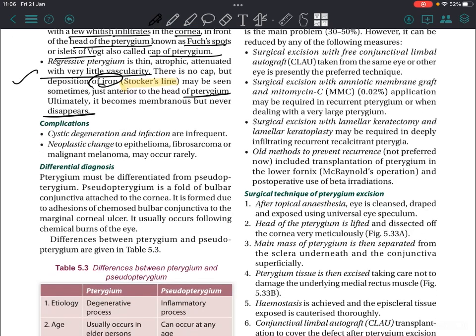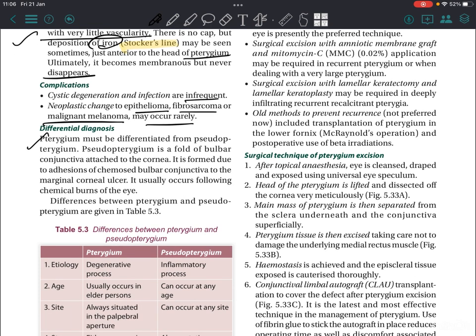Complications. Cystic degeneration and infection are infrequent. Neoplastic change to epithelioma, fibrosarcoma, or malignant melanoma may occur rarely. Differential diagnosis. Pterygium may be differentiated from pseudopterygium. Pseudopterygium is a fold of bulbar conjunctiva attached to the cornea. It is formed due to adhesions of chemosed bulbar conjunctiva to a marginal corneal ulcer. It usually occurs following chemical burns of the eye.